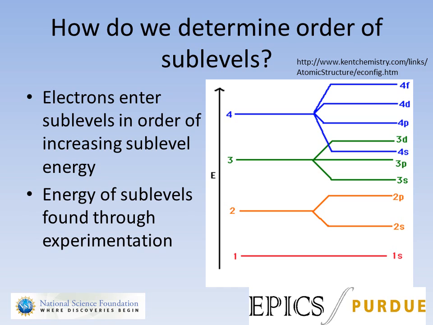Electrons enter sublevels in order of increasing sublevel energy. These energies are found through experimentation. Take a look at the picture.